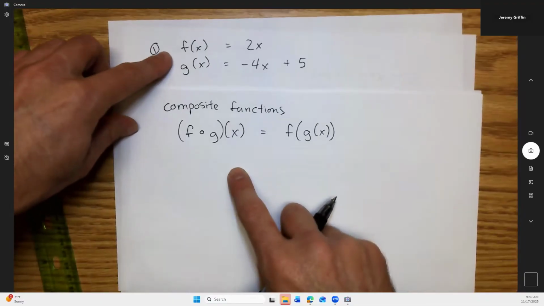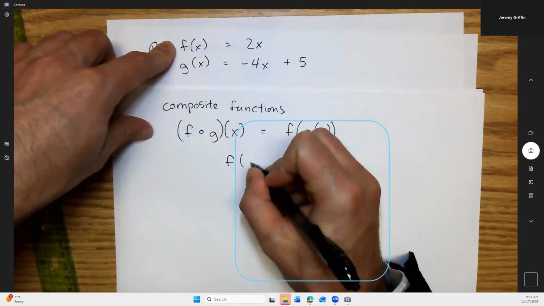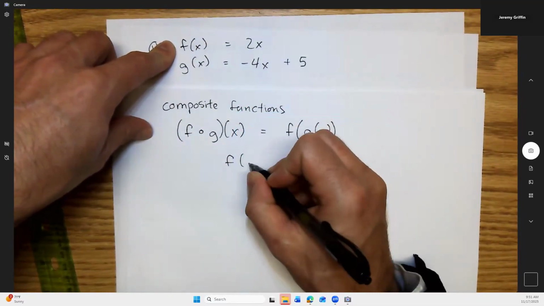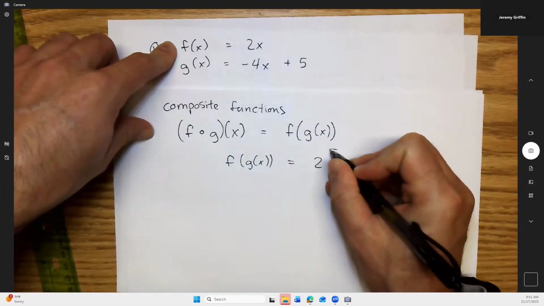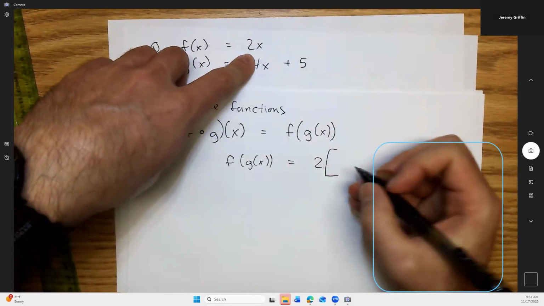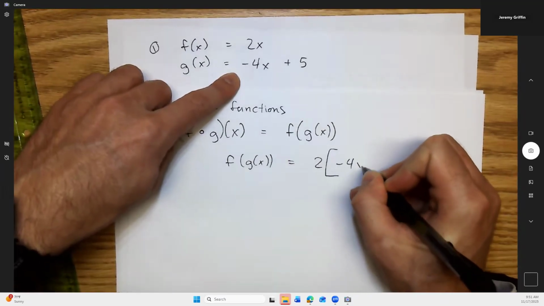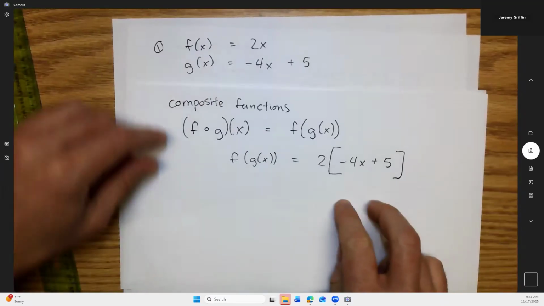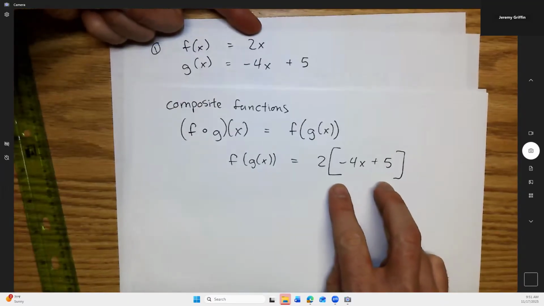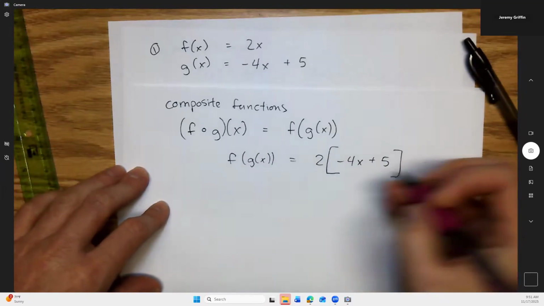So let's start with this one. f of x is 2x. So f of g of x would be 2 times, and then instead of x, I'll say g of x. And g of x is this whole expression right here, negative 4x plus 5. See, where the x was for f of x, I just popped in g of x. So I'm taking f of g of x. And then you could clean this up.